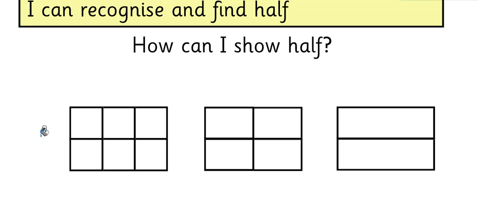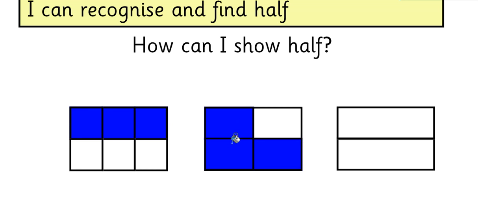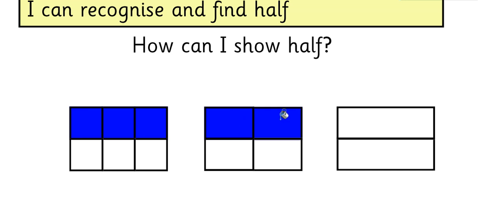Let's look at this one first. I need to colour in 3 to show half, because 3 are blue and 3 are white. So the blue and the white are the same. The second example, if I colour in 3, the blue and the white are not the same. So I'm going to colour in 2. 2 blue, 2 white. 2 equal parts, 1 coloured in. And the last one, easy peasy, 2 equal parts, 1 coloured in.